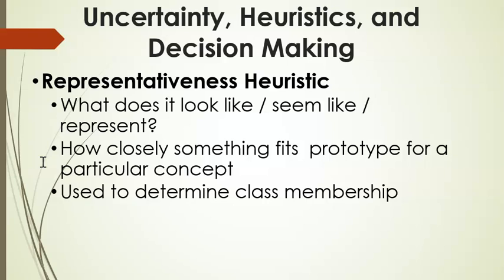So it's how closely something fits a prototype for a particular concept. This is used to determine, say, class membership. This is also like when they do polls before an election. That's kind of like a representativeness heuristic. They're taking a sample of the population that looks like the population, that seems like and represents the population, asking them the question, and then they're using the results of the prototype to determine how the entire population will respond. Okay?